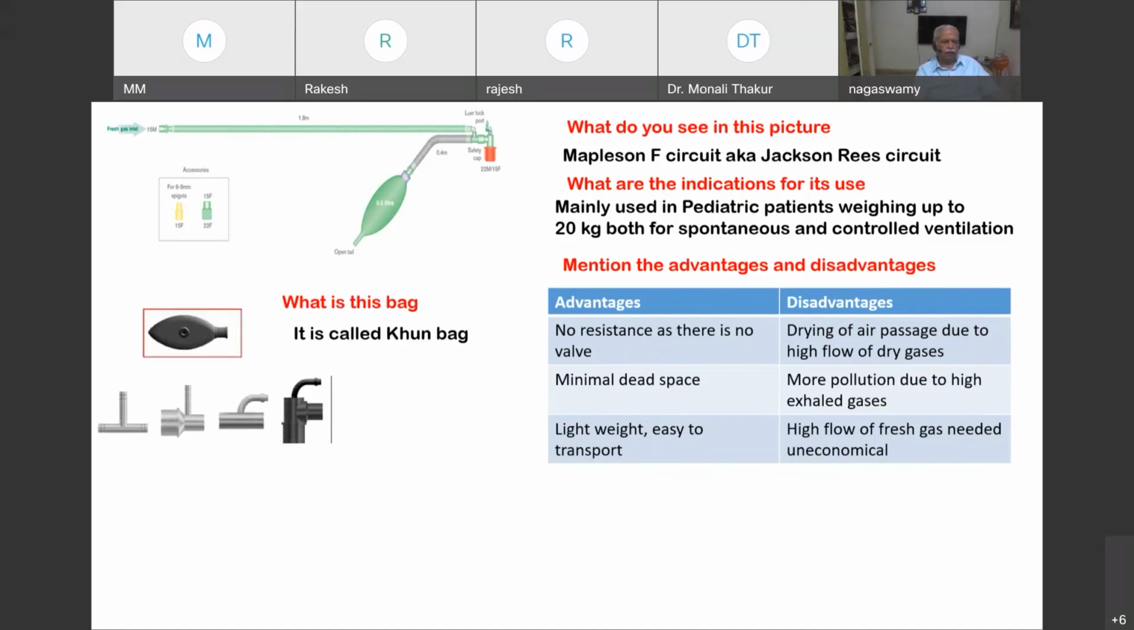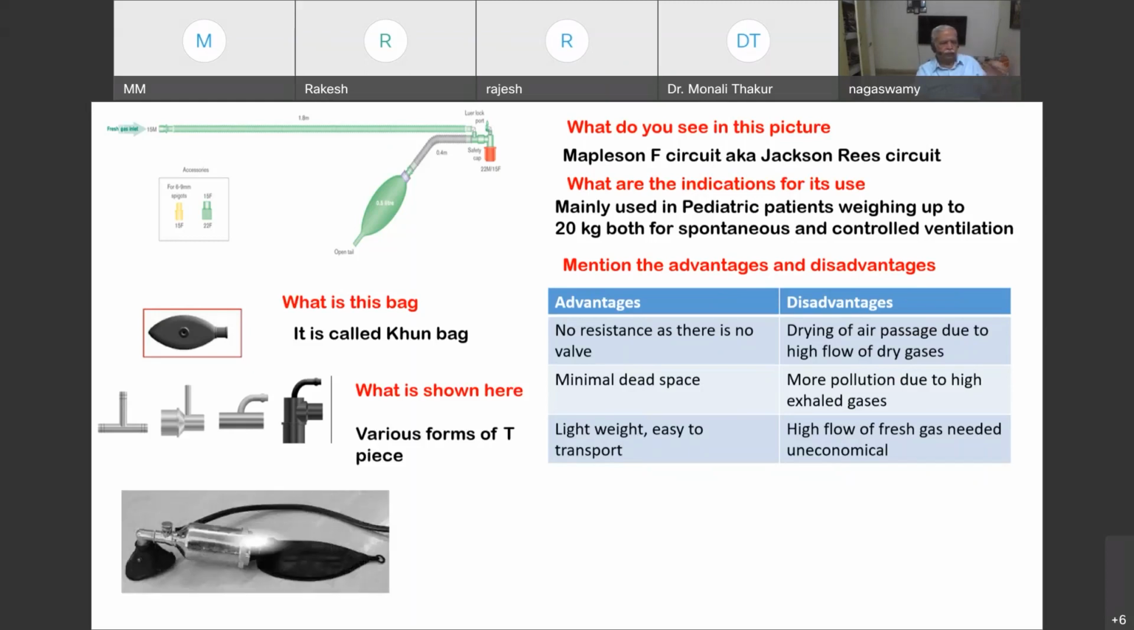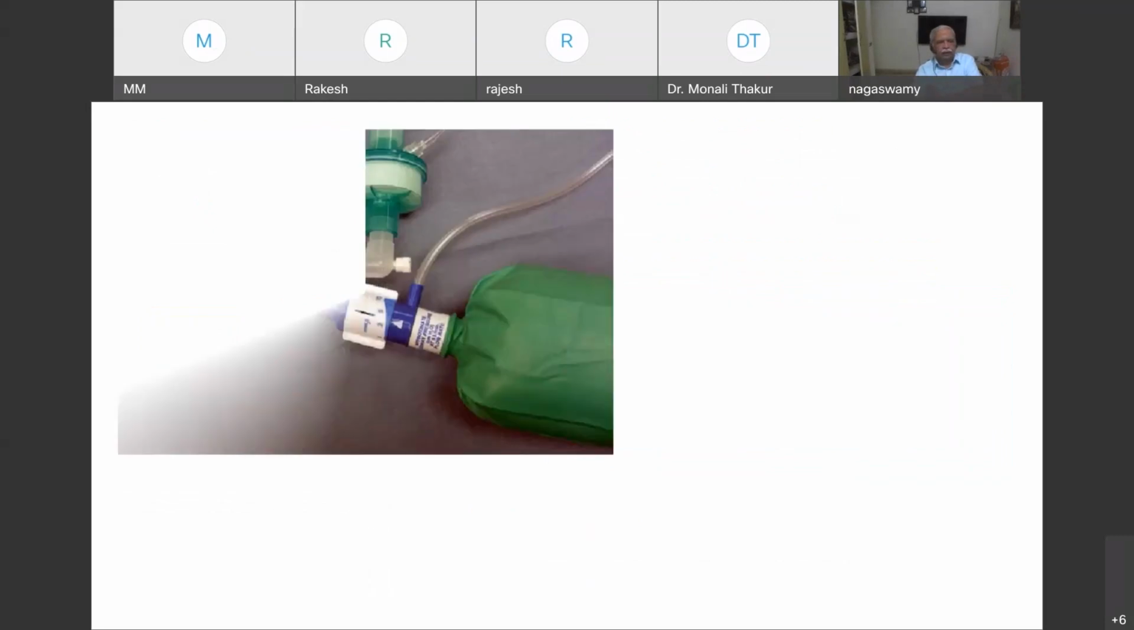Okay. What is shown here? They all have one similarity, but a little bit different. It's all T-piece in different models, various forms of T-piece. Okay. And what is this? One of the museum specimens, not used nowadays, but Type C, sir. It is a water's to-and-fro canister with a to-and-fro mask. For infective cases.